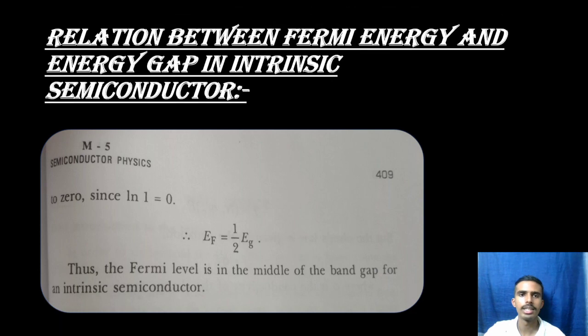Now let us understand the relation between Fermi energy and energy gap in intrinsic semiconductors by this expression. As we can see in the image, EF is equal to half of Eg. This expression shows that Fermi energy is equal to half of the energy gap, or the forbidden energy gap. This is also given in the statement that the Fermi level is in the middle of the band gap for the intrinsic semiconductor, which is half of the energy gap.